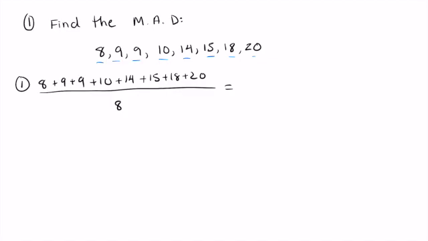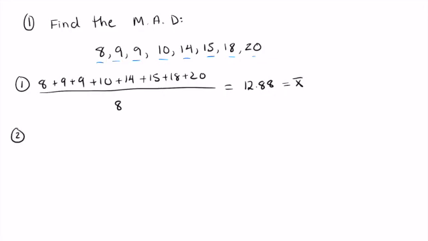When I do that, 8 plus 9 plus 9 plus 10 plus 14 plus 15 plus 18 plus 20 divided by 8 gives me 12.88. I'm going to round up. And that equals my mean. So there's step 1. Easy. Take all my numbers, add them all up, divide by however many numbers that I have.